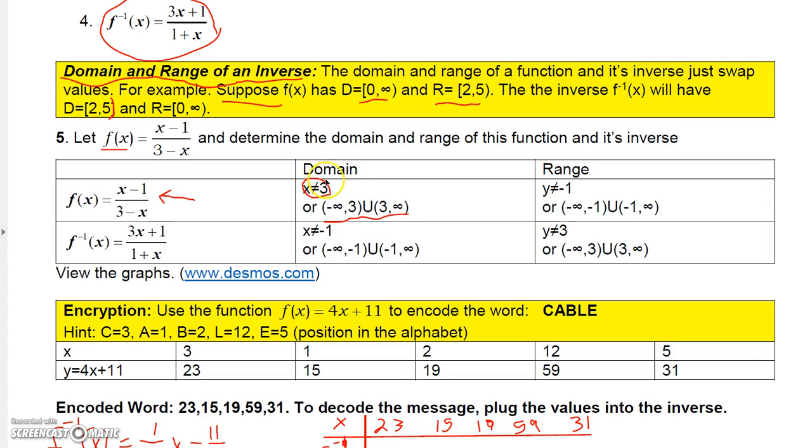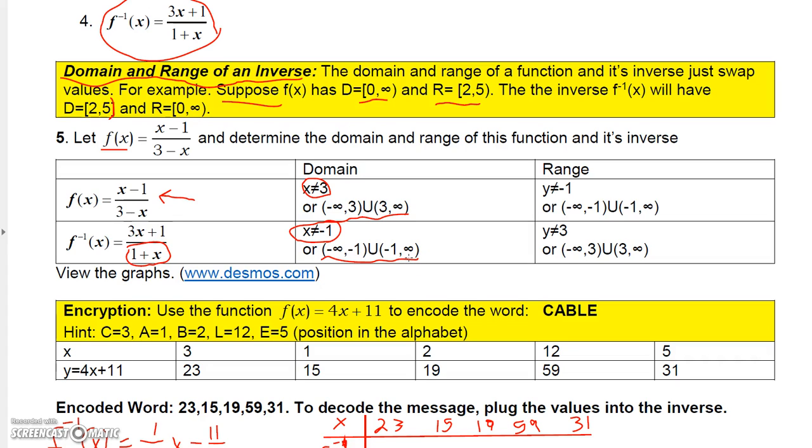Now, the domain of its inverse, if you do the same thing, we know that 1 plus x cannot be 0, so that means x cannot equal negative 1. And the interval notation would be negative infinity to negative 1 union negative 1 to infinity.